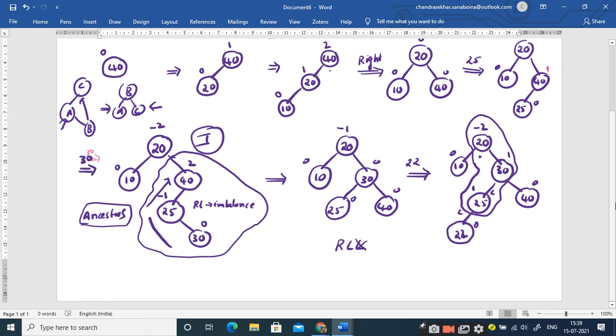Yes, sir. Now tell me, what is this imbalance? Is it RL or LR? LR, sir. So it is LR imbalance. So what is the solution you have to give here? LR rotation. So what is the shortcut you have to apply? You have to consider these three nodes only, right? So if you consider these three nodes, what is happening here?